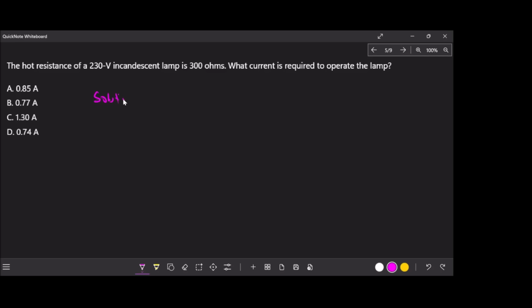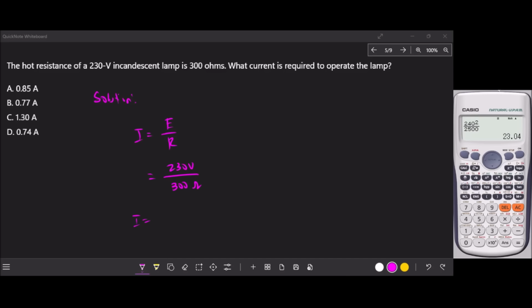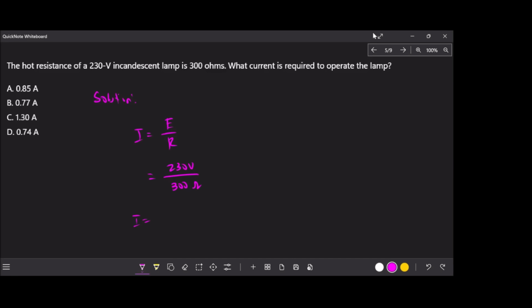Solution: current is equal to voltage over resistance. Our voltage is 230 volts, and our resistance is 300 ohms. So let's calculate this. 230 volts divided by 300 is equal to 0.77. So we have 0.77 amperes, which is letter E.